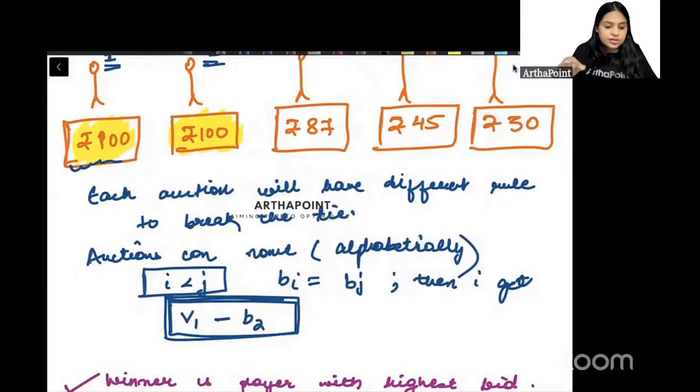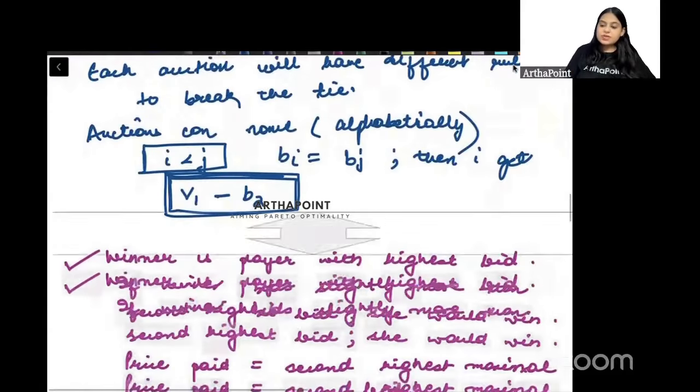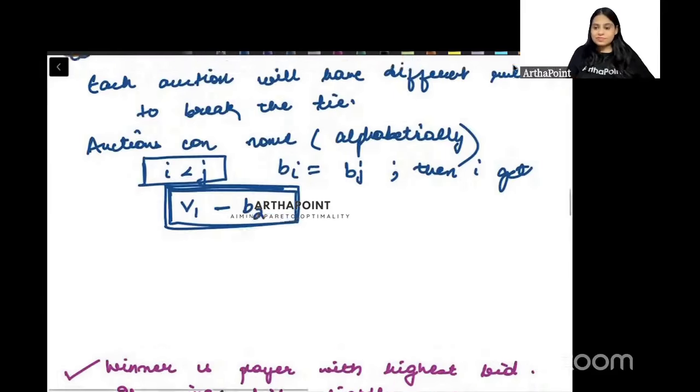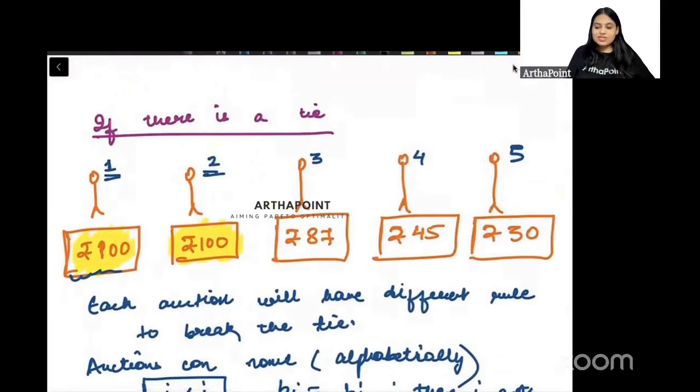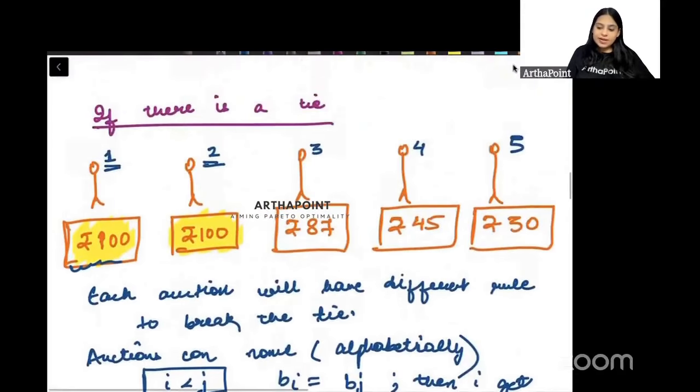The third one that we have is, in this case, the second highest bid is also the same, right? The second highest bid is also 100 only. Matlab, the second person is also bidding 100 only. So ideally, it will be valuation minus bid. अब depend करेगा कि person one का valuation कितना है, right? What is person one's valuation?